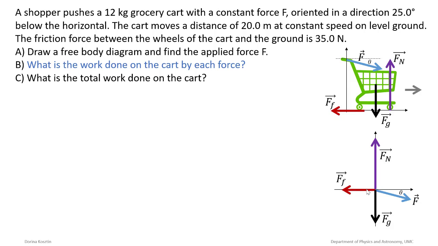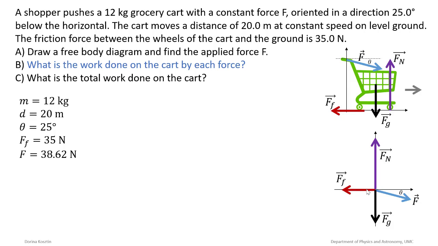Now, in part B of the problem, we need to find the work done on the cart by each force. Let's write down what the problem gives us. We know that the mass of the cart is 12 kilograms. The distance the cart travels is 20 meters. The angle made by the force F with a horizontal is 25 degrees.